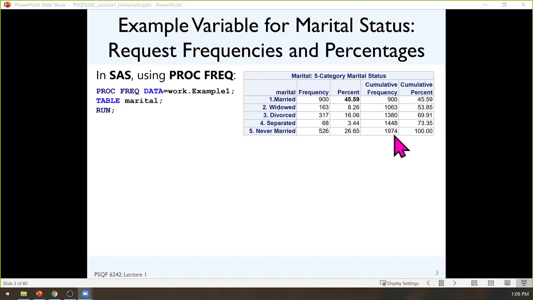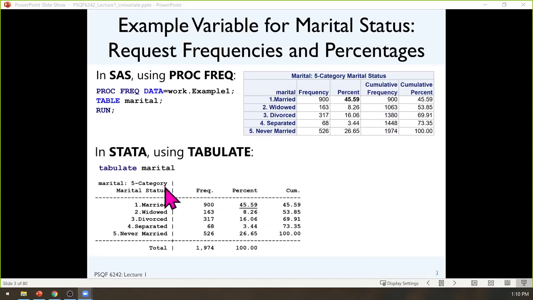So out of 1,974 people, 900 said that they were married, which is a percent of about 46. So we get the cumulative frequencies and cumulative percents, which don't make a lot of sense for a nominal variable like this because it's not really an order. It might make sense if this were an ordinal variable in which the categories sort of went from least to most. The same thing in Stata, by the way.